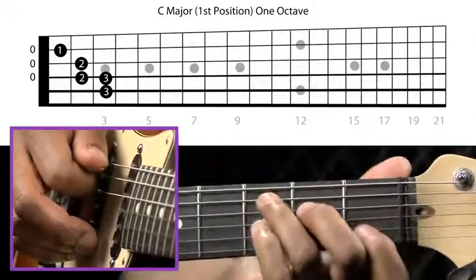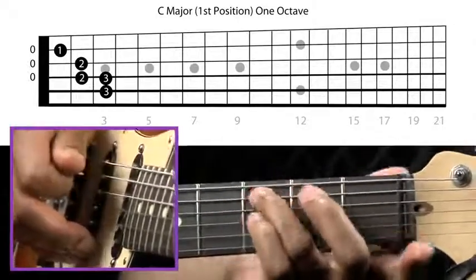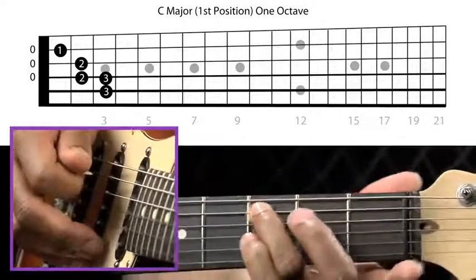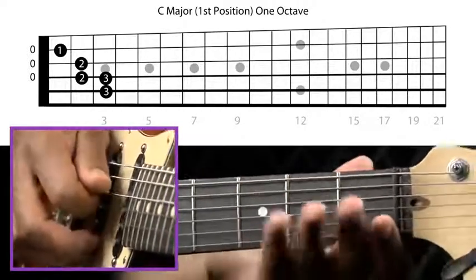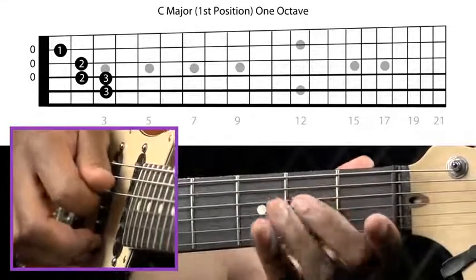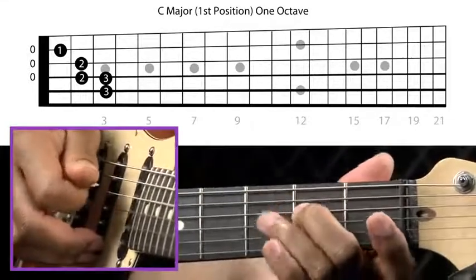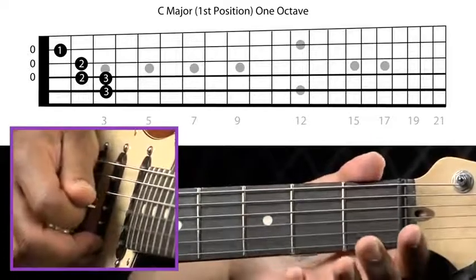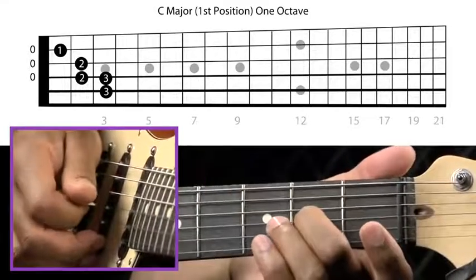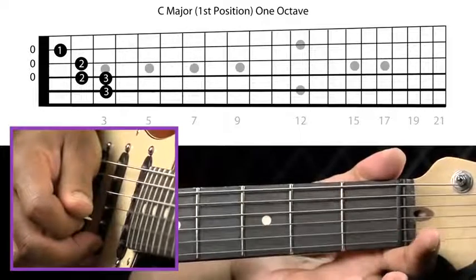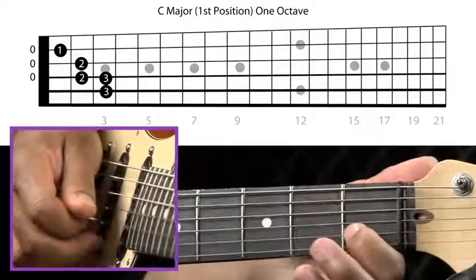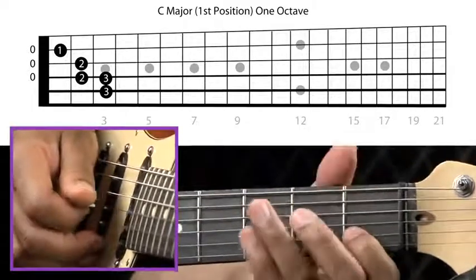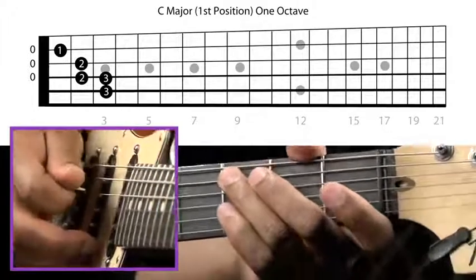So we'll start off with C on the 5th string, 3rd fret. We're going to go to an open D, E, F, G, A, B, and we're back at C, which is an octave higher than the C on which we started.